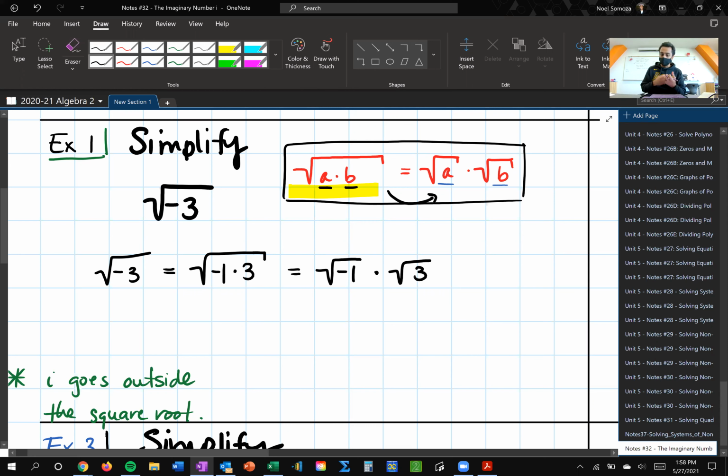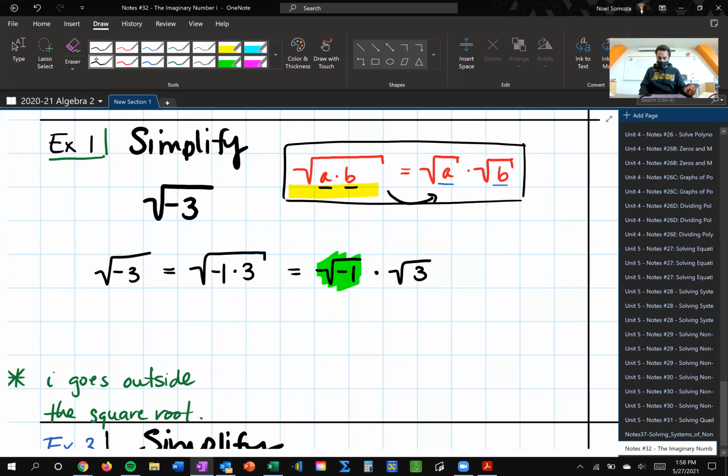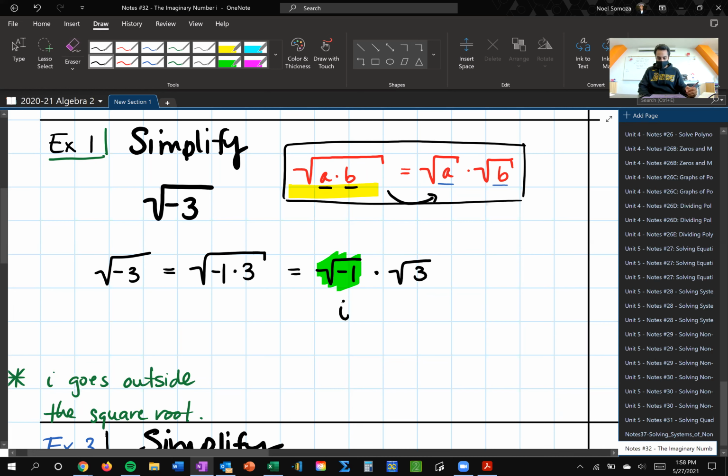I'm using -1 on purpose because what is the square root of -1? It's imaginary. It's the unit i. So now what I have is i times root 3. But the more common way that you see it written is the square root of 3 with the i multiplied to the outside. That's why I left this here as a reminder that i goes outside of the square root, not inside. A really common mistake that I see a lot is kids write it like this.